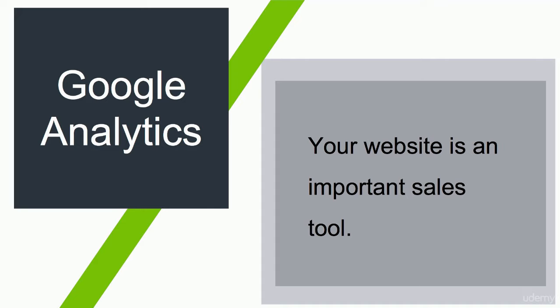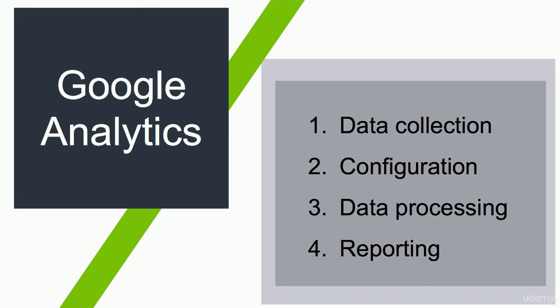So, how does Google Analytics work? Before we look at the analytics interface and setting up an account, I'd first like to discuss what's going on behind the scenes. If you understand how it works, you'll be able to better identify any problems that you might have with your setup, and also understand any data anomalies that may occur. There are 4 components to how Google Analytics works, and they are data collection, configuration, data processing, and reporting.